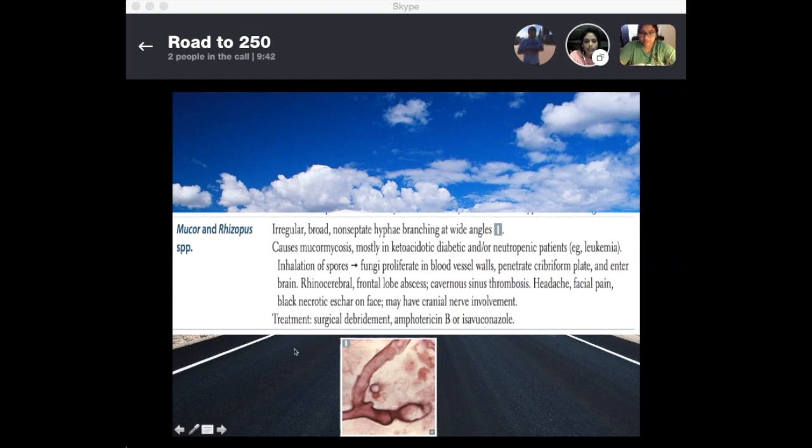And then last but not least, in terms of treatment, because there's going to be this necrotic lesion on the face, surgical debridement is going to be key. And then in terms of systemically treating, amphotericin B or isavuconazole. So that is our Mucor Rhizopus. Any questions?